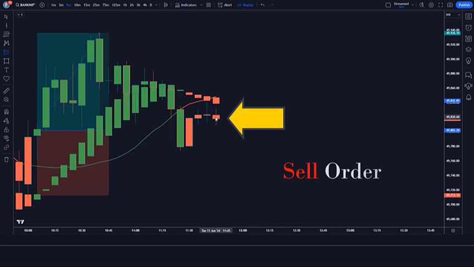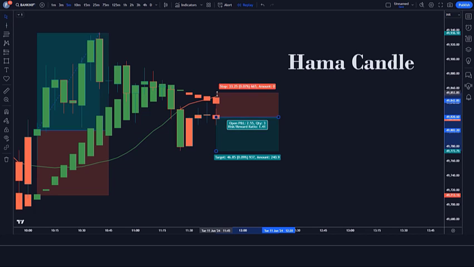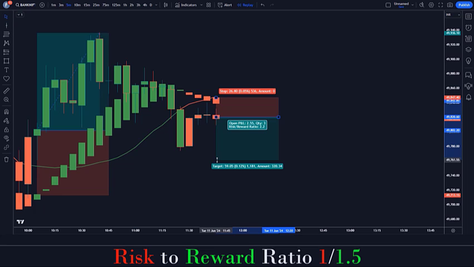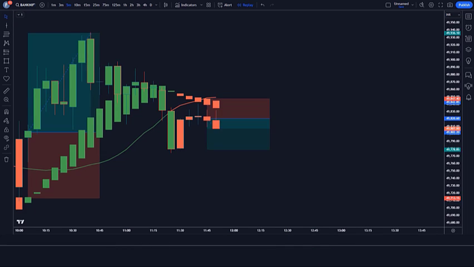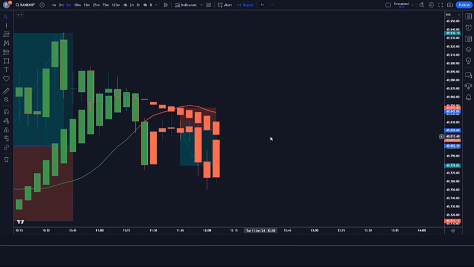So all our conditions are being fulfilled, so we are placing an order to sell. Our stop loss is to be placed at the red HAMA candle, and the risk to reward ratio will be 1:1.5. Let's see what happens to our trade. We have won the trade. Let's find the next trade.